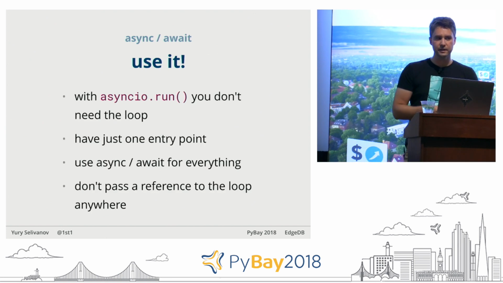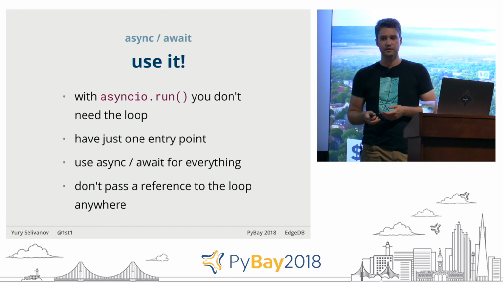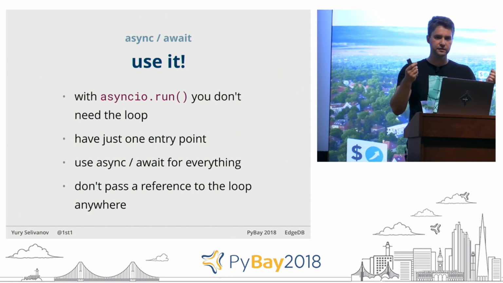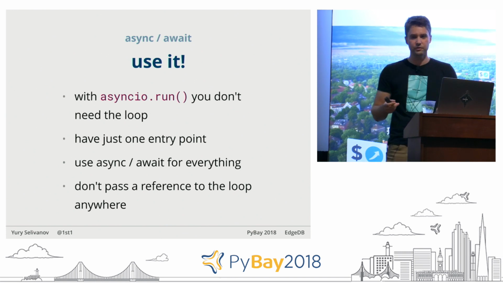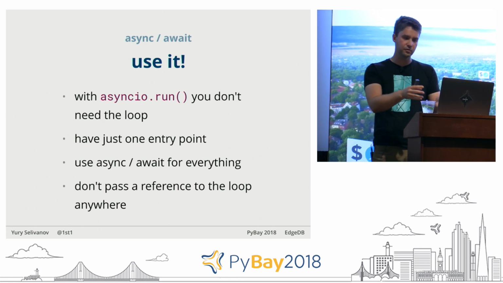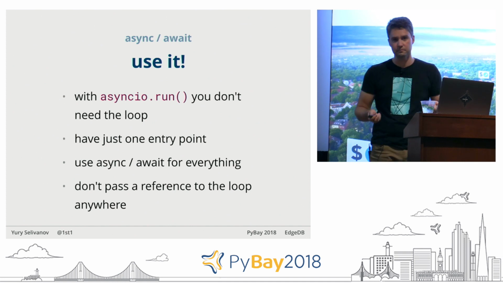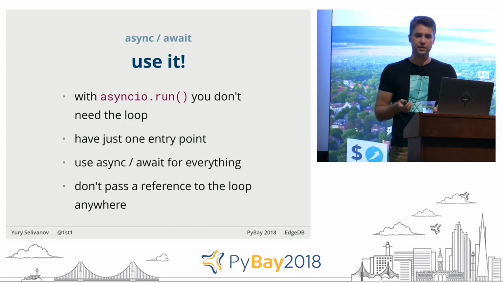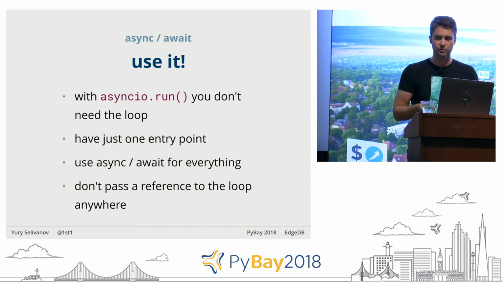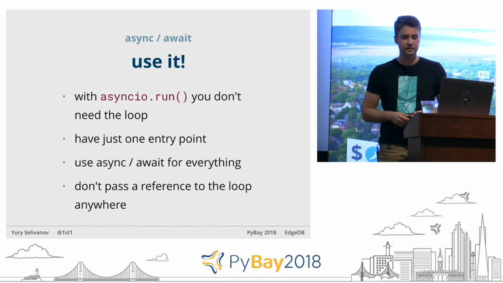Ideally, starting with Python 3.7, your application should consist of one single coroutine that's an entry point. You can call it main. You initialize your application in that coroutine and then just use asyncio.run. And ideally, you should just use async/await for everything. You shouldn't even try to use low-level APIs or access the asyncio event loop.